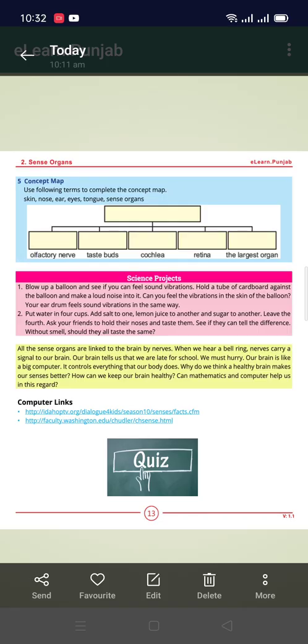You can leave these science projects, and if you are a lover of science, then you can read them also. They are very easy and are some laboratory projects.